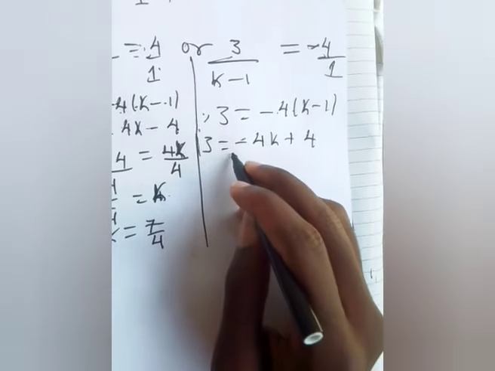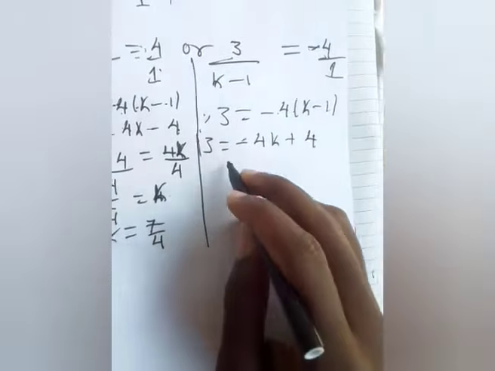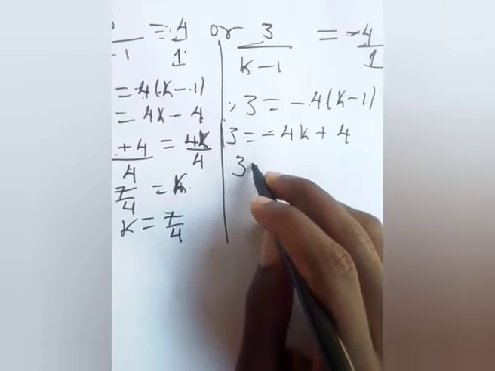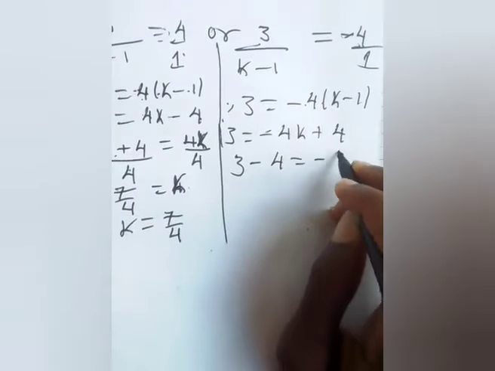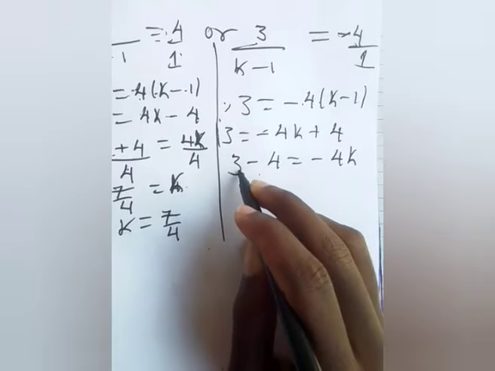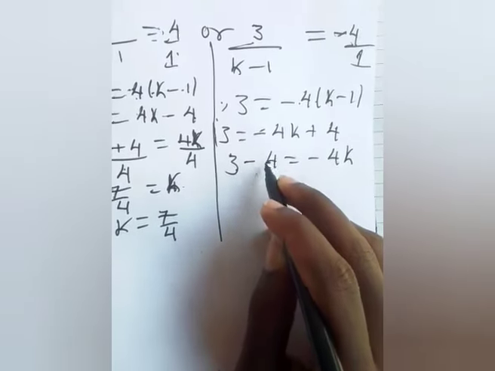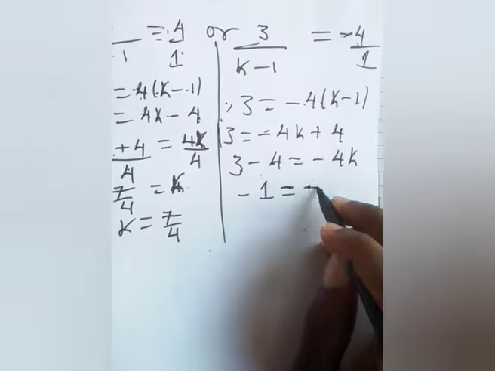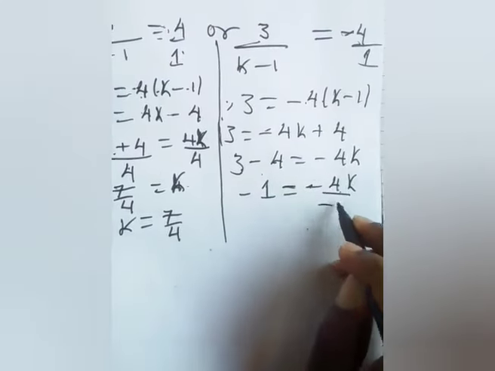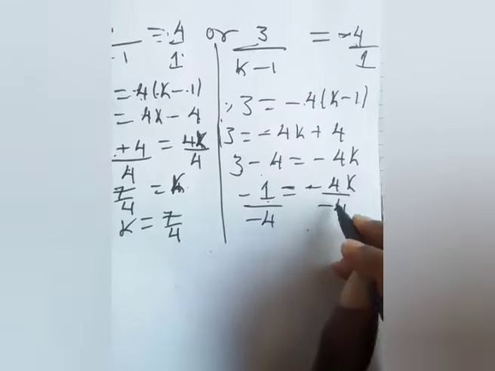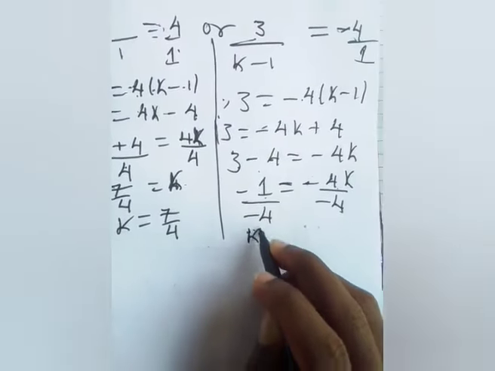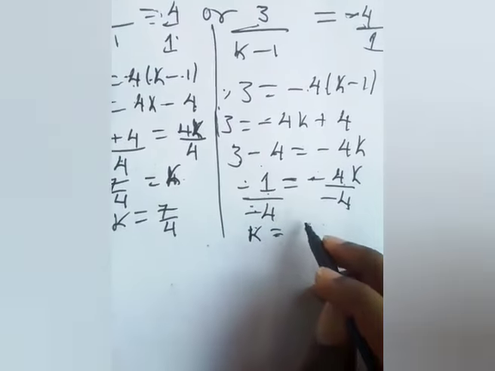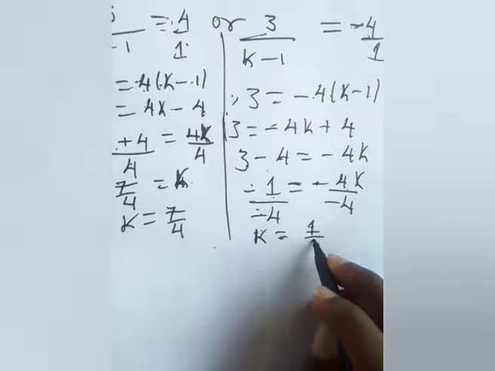And then we make k the subject. So first I'll take this on the other side. Then it's going to be 3 minus 4 is equal to negative 4k, right? So 3 minus 4 is going to be negative 1, right? And here we remain with negative 4k, right? Over negative 4 over negative 4. And then we say k is equal to, these are going to cancel each other, right? So we are eventually going to remain with 1 over 4.